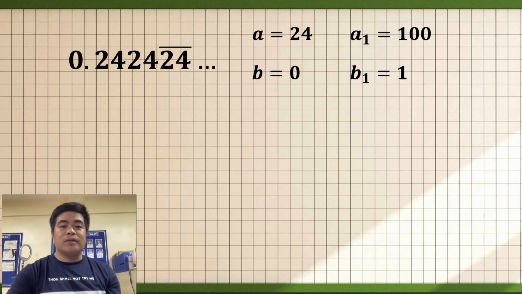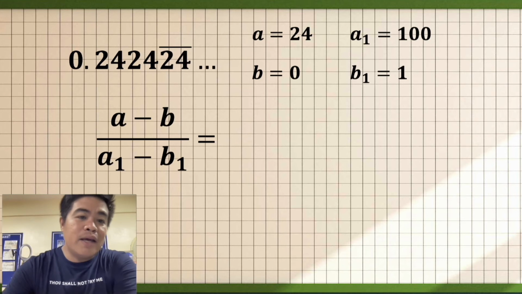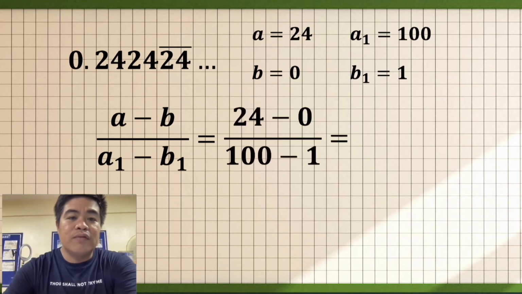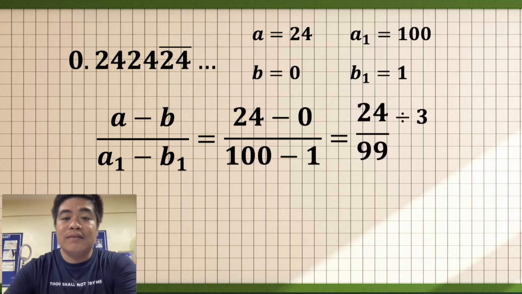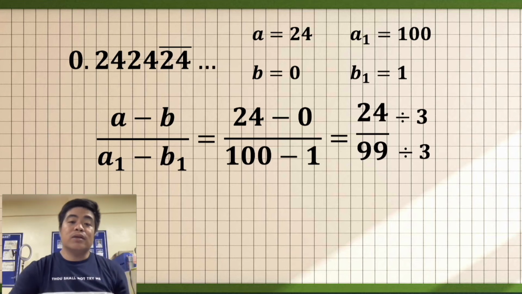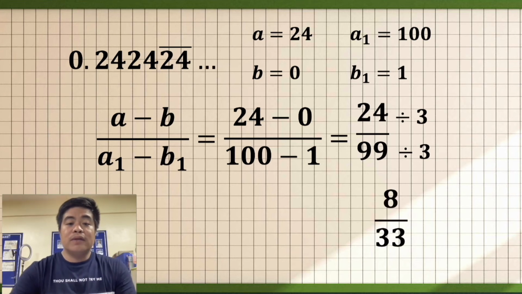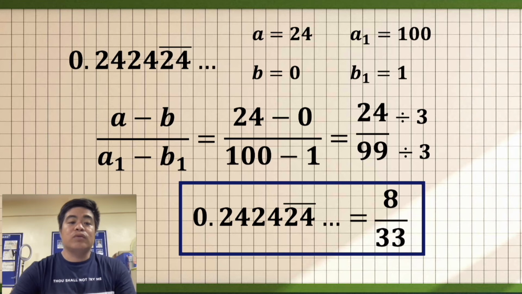Let's try to substitute that. So you have (a minus b) over (a sub 1 minus b sub 1). Substitute: 24 minus 0 over 100 minus 1. That's 24 over 99. Divide the numerator and denominator by 3, yung greatest common factor nila, that's 8 over 33. So 0.242424 and so on is equivalent to 8 over 33.